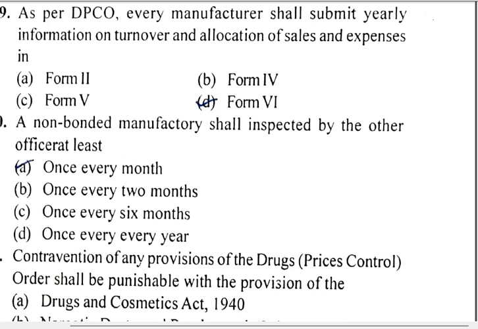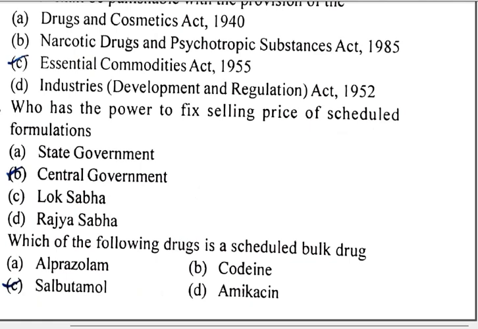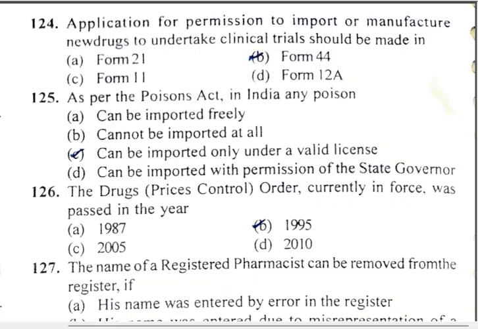Contravention of any provisions of the Drug Price Control Order shall be punishable with the provision of Essential Commodities Act 1955. Who has the power to fix selling price of scheduled formulations? That is central government. Which of the following drugs is a scheduled bulk drug? That is salbutamol.